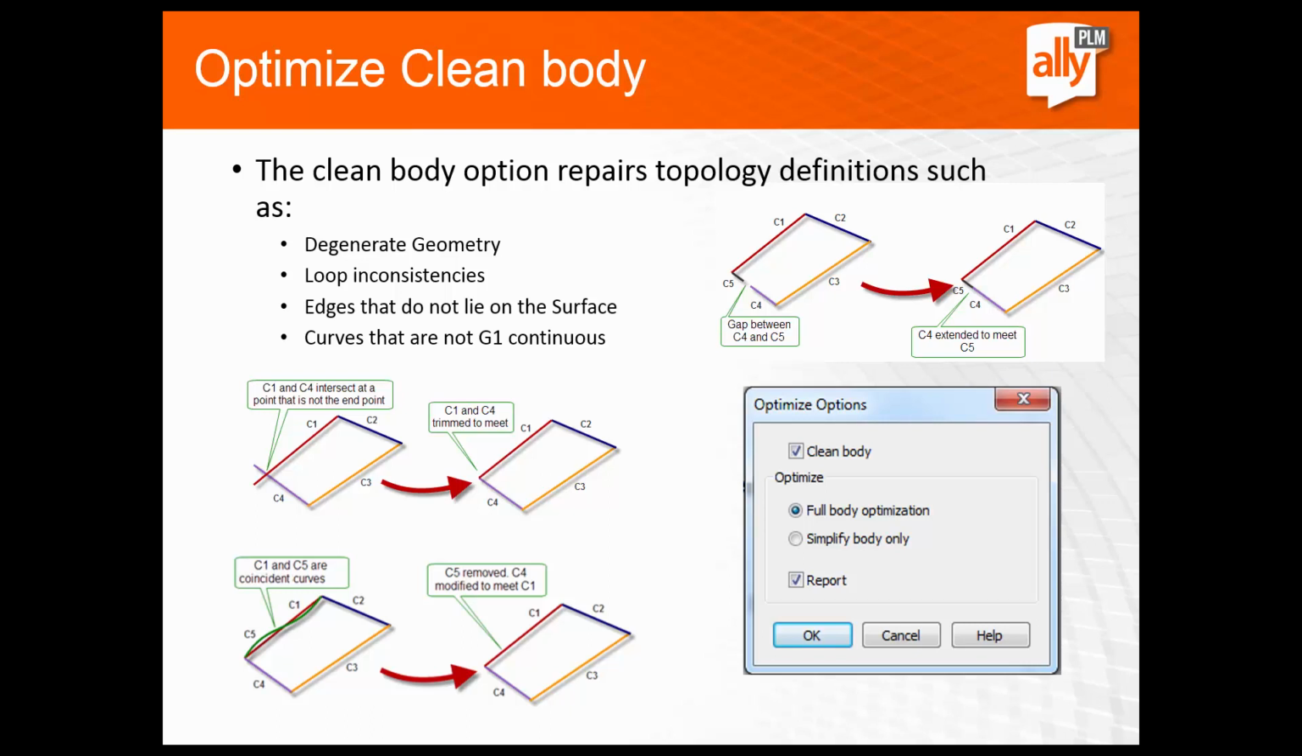There's a couple pictures here that you'll see of some edge conditions and how the clean body command will repair those. If we have curves intersecting at a point, not at the end point, it'll trim those to meet. If we have two coincident curves, it'll remove one of them and modify it to meet at the corner. If there's a gap between some of our curves, it can also extend them to meet each other and close that gap.